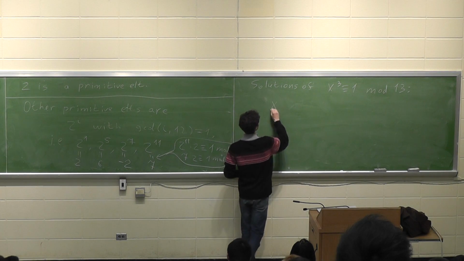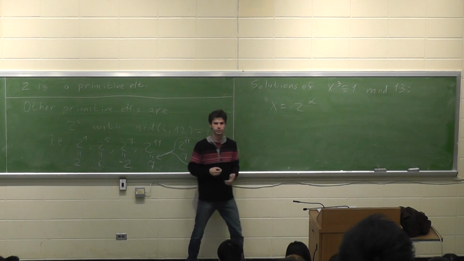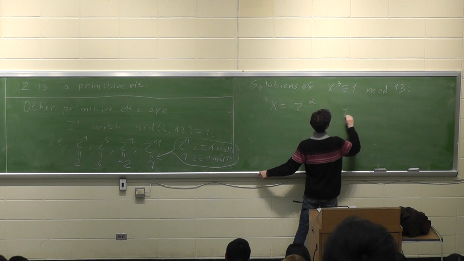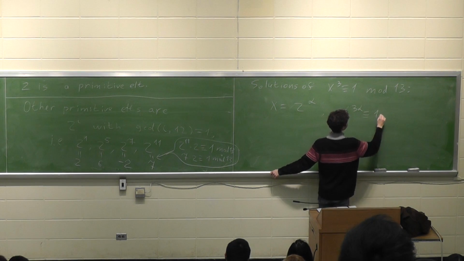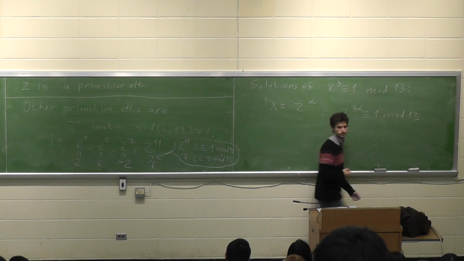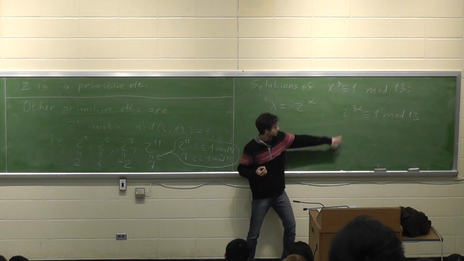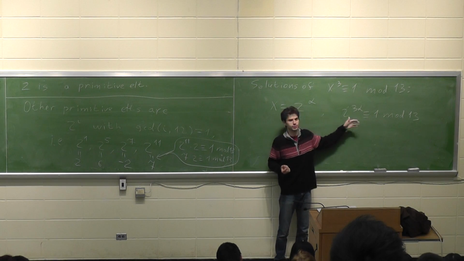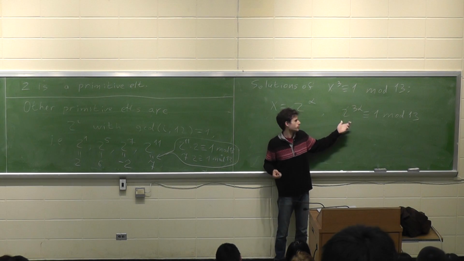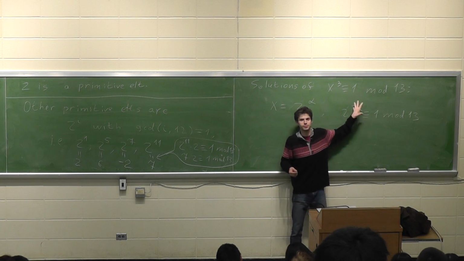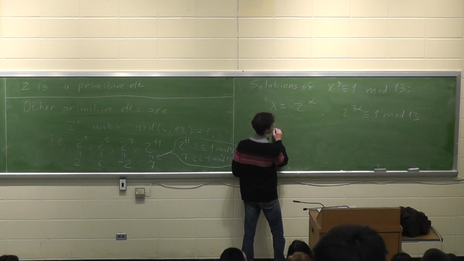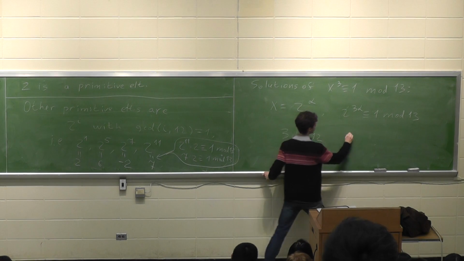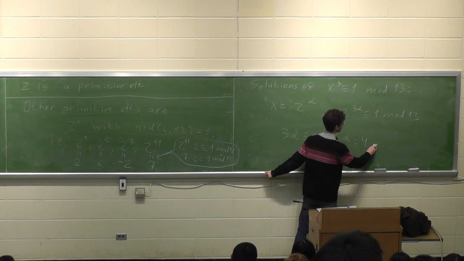So, x is 2 to some power alpha. What can you say about this alpha? Well, 2 to the power 3 alpha is equal to 1 modulo 13. This means that 3 alpha is divisible by 12. That's exactly the same statement, because the order of 2 is exactly 12. If you know that 2 to some power is equal to 1, it means that this power is divisible by 12. So 3 alpha is divisible by 12, which means that alpha is divisible by 4.